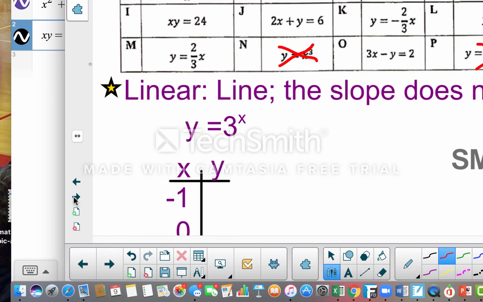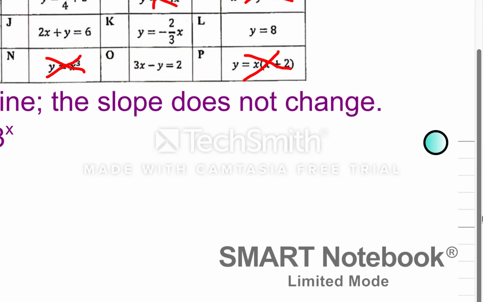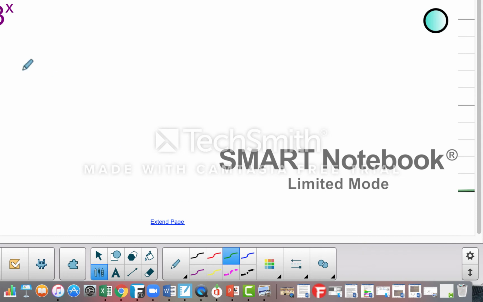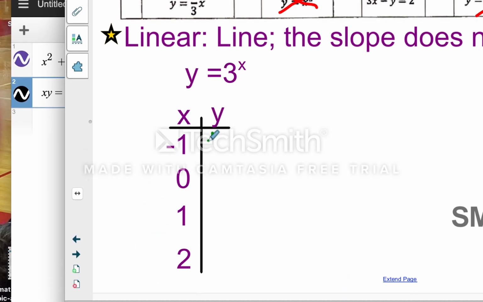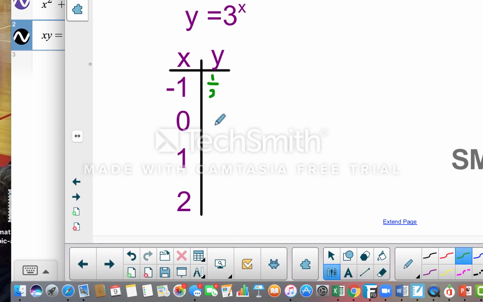All right, so we're almost toward the end here. 3 to the x power. If we plug in for x here, we, of course, know any negative exponent makes a fraction, so this would become 1 over 3. 3 to the 0 would be 1. Anything to the 0 is 1. 3 to the 1 is 3. And 3 to the second is 9.